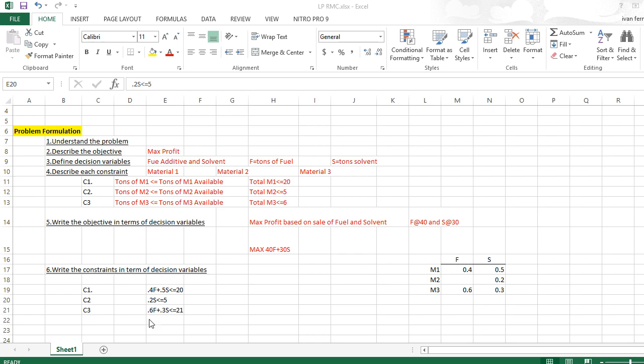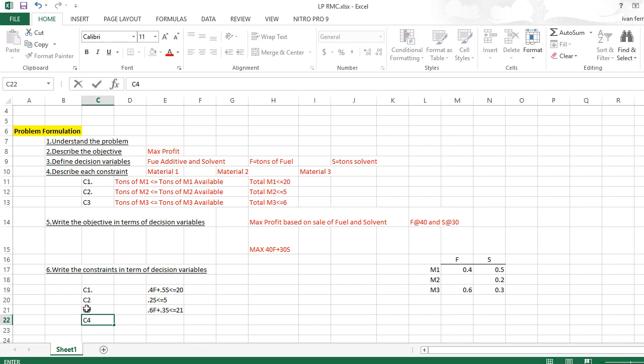constraints. The non-negative constraints tell you that no matter what you do, you cannot make a negative amount of fuel or a negative amount of solvent. Mathematically, this is needed for our formulation to work in Solver and other software packages. You need to tell that to the software, to the computer.